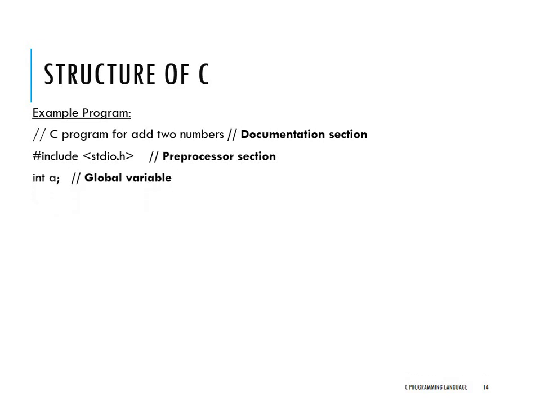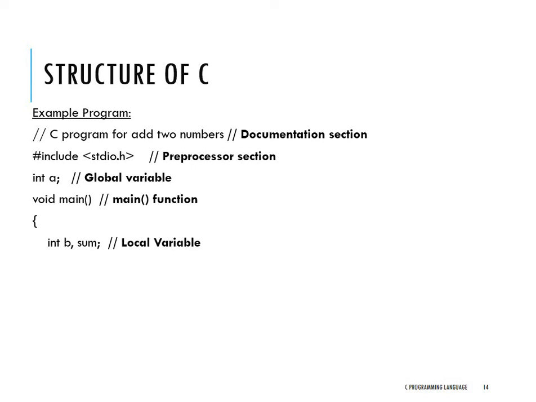And then I have declared one variable. The variable name is A. This is called a global variable. I have declared it before the main function. If I declare any variable outside of the main function or before the main function, we call it a global variable. And then the main function, with the data type void. In this main function we are going to add two numbers.